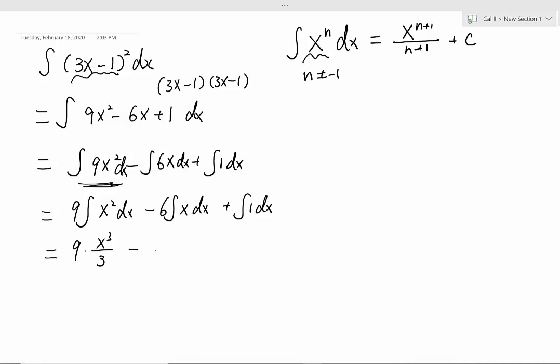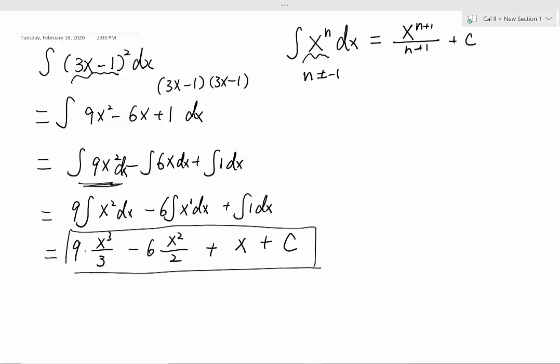For the second term, I have 6. Following the formula, the power is 1 right now, so that's going to be 1 plus 1 is 2. x squared over 2. Plus a constant 1 will give us x, because the derivative of x is 1. Then our final answer will be right here, plus a c.